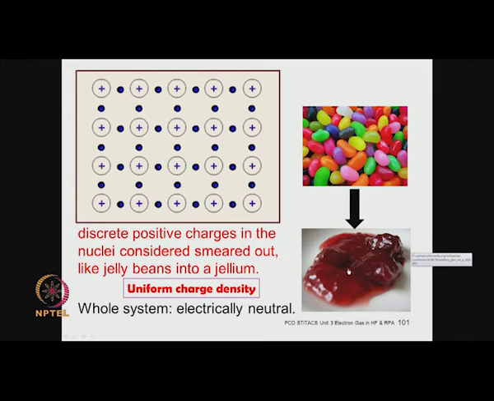So, this is a uniform charge density. So, we do not consider discrete charges at discrete locations in the lattice, but charges which are smeared out in uniform charge density. The whole system, however, is electrically neutral.